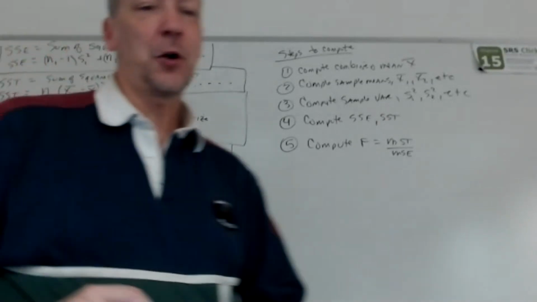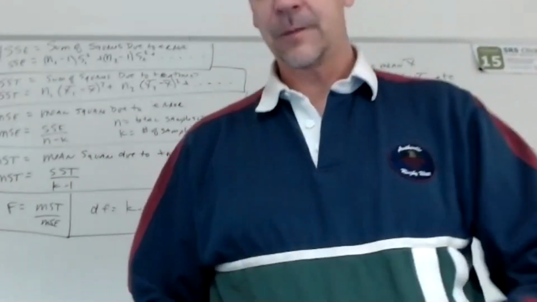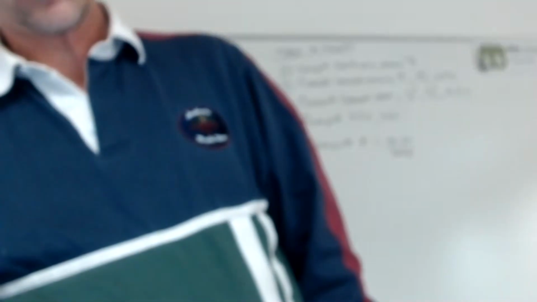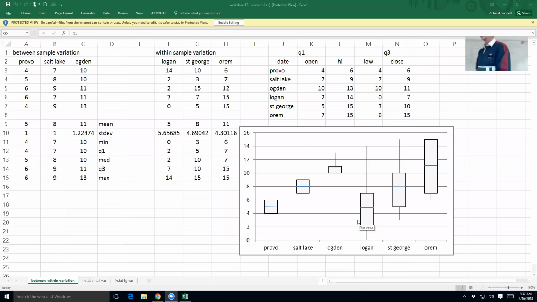All right, so let's go back to our data. And we're going to go through our 7 steps. We're going to use this data here. So the first thing we're going to do is look at Provo, Salt Lake, and Ogden. Looking at our box and whisker plot, you can see that we probably think those are going to be statistically significantly different, right? So let's look at this.